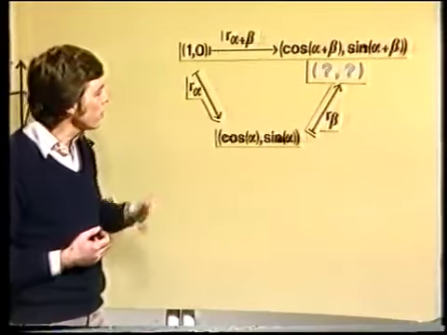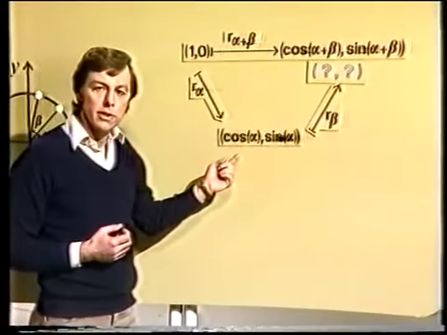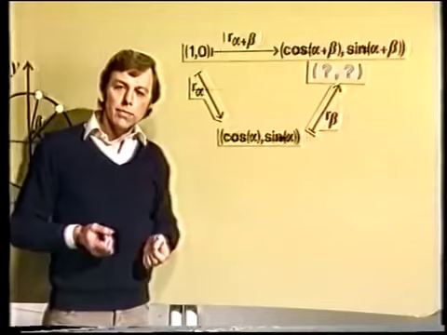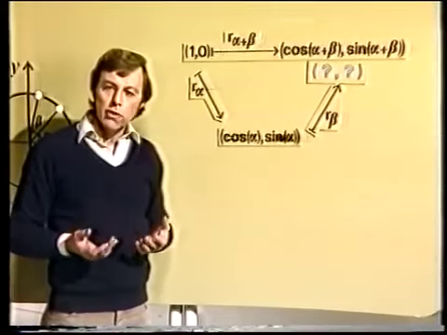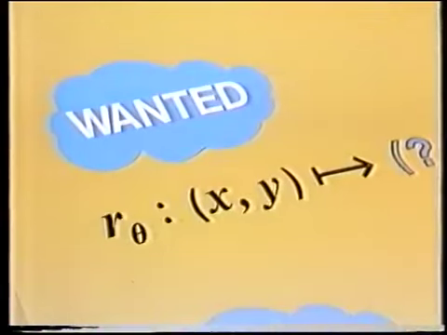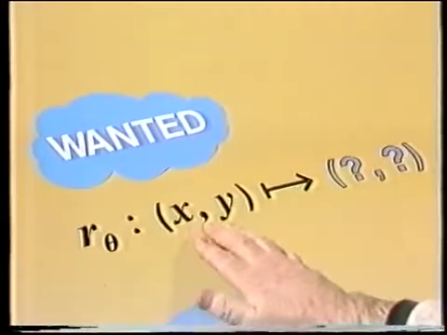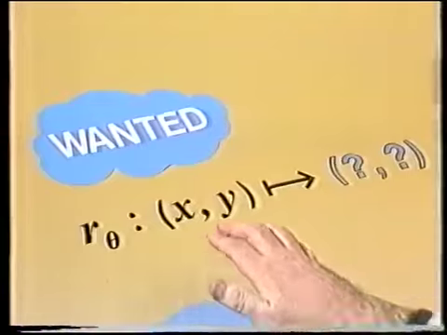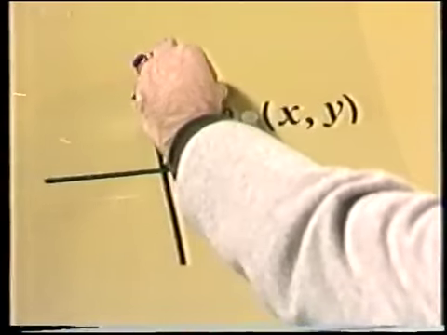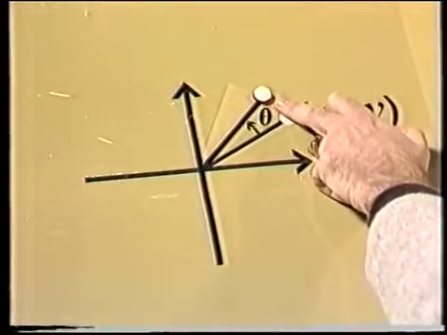Now, we know what a rotation does to (1, 0), but what does it do to these coordinates? Well, to tackle this problem, we'll have to find out what a general rotation through an angle theta does to a general point, (x, y). What we want to know is what a rotation r theta does to a point (x, y). So graphically, we take a point (x, y) and we rotate it through an angle theta, and what we want are the coordinates of this point.